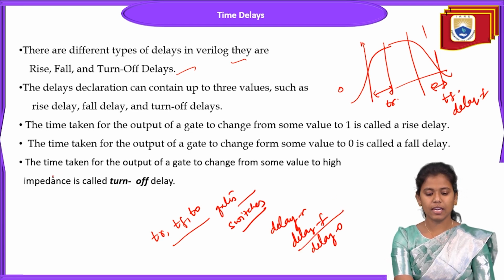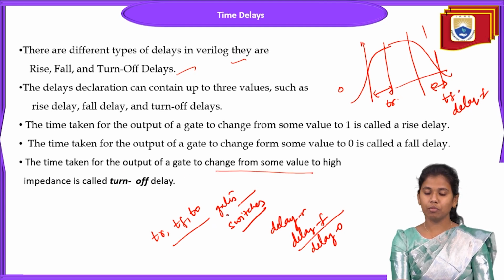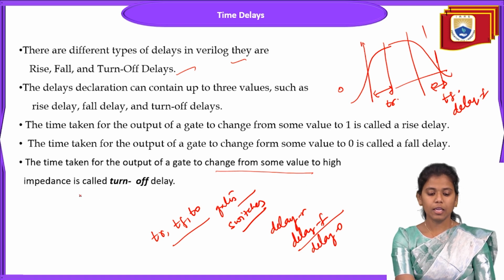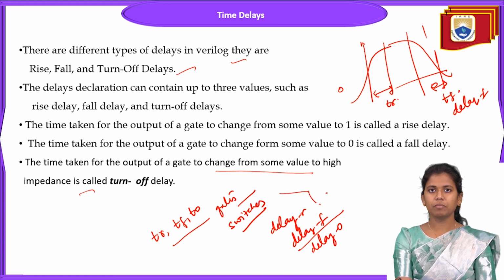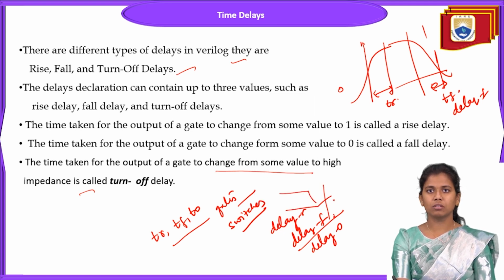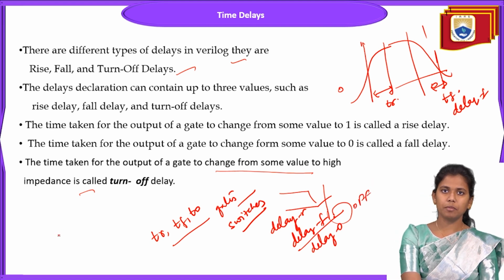The last one is the time taken for the output gate to change its value from some value to high impedance, which is the turn off delay. Usually in this turn off delay, up to a particular time, the turn off time, the switch will be in the on condition, and beyond the time limit, the switch goes to the off condition.